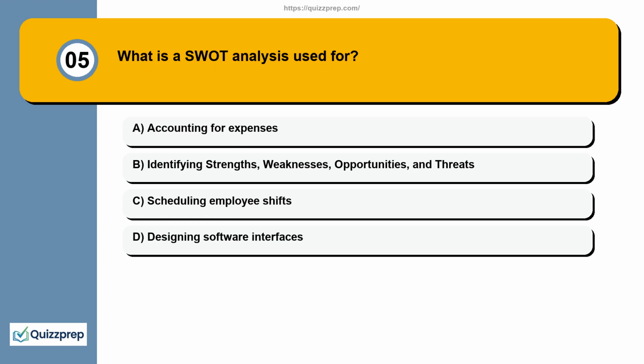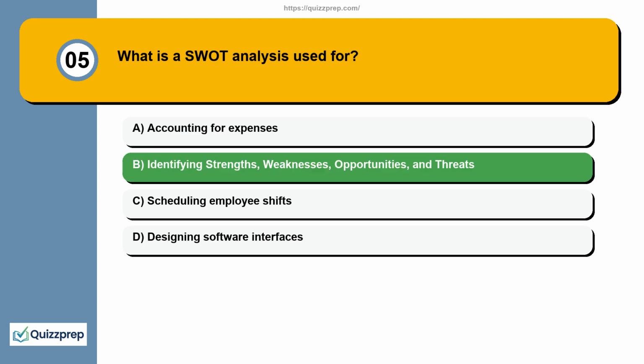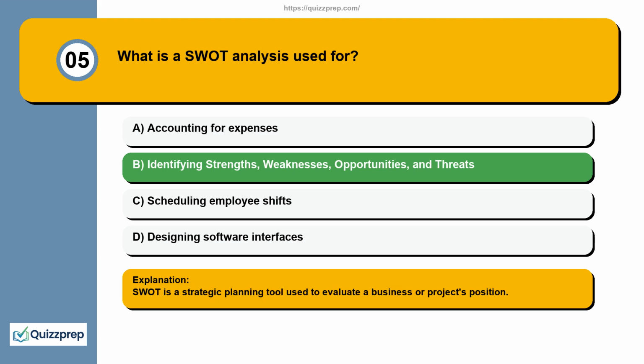Question 5. What is a SWOT analysis used for? Here are your options. Option A. Accounting for expenses. Option B. Identifying strengths, weaknesses, opportunities, and threats. Option C. Scheduling employee shifts. Option D. Designing software interfaces. The correct answer is option B. Identifying strengths, weaknesses, opportunities, and threats. Explanation. SWOT is a strategic planning tool used to evaluate a business or project's position.